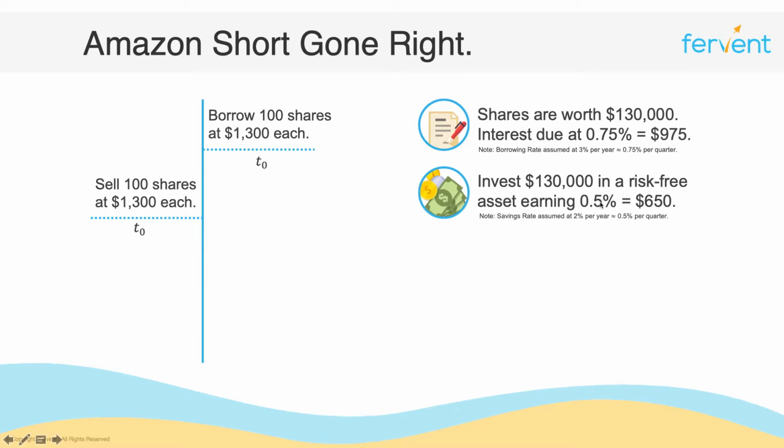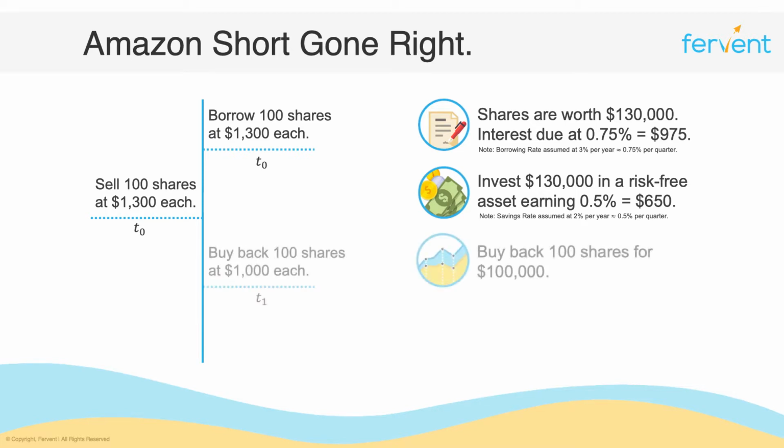3 months. Now, 3 months down the line, assuming the price of Amazon did actually decrease to $1,000, we would buy back 100 shares at $1,000 each. So we would spend $100,000 and buy back all of the shares that we borrowed, and then return the shares at the current market value of $1,000 each to our broker.